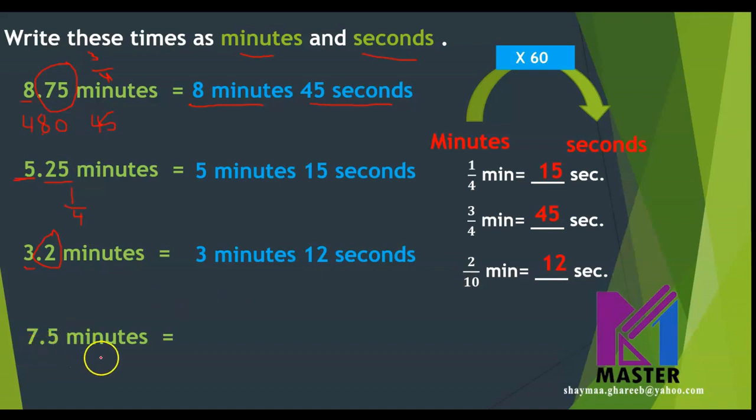What about 7.5? It's very easy. 0.5 means a half, which is 30 seconds. So it will be 7 minutes and 30 seconds.